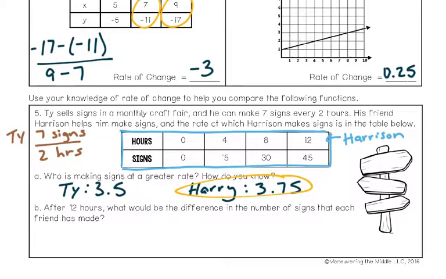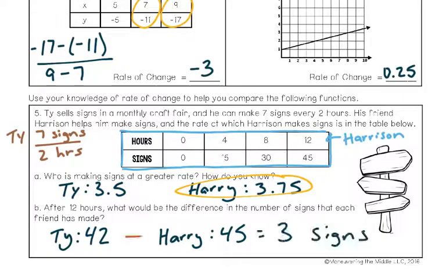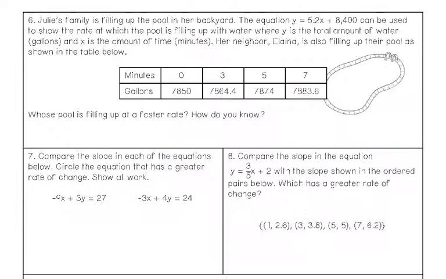The second part of the question is, after 12 hours, what would be the difference in the number of signs that each friend has made? What is the number of signs that Ty has made after 12 hours? If he does 3.5 for each hour, after 12 hours I can multiply those and get 42 signs made. Go ahead and do the same thing for Harrison. Figure out how many signs he's made after 12 hours. If Harrison's made 45 signs and Ty's made 42, what is the difference in the number of signs that they've made after 12 hours? There's a difference of 3 signs between them. Let's go ahead and look at number 6.